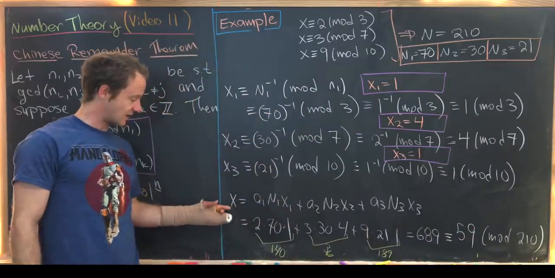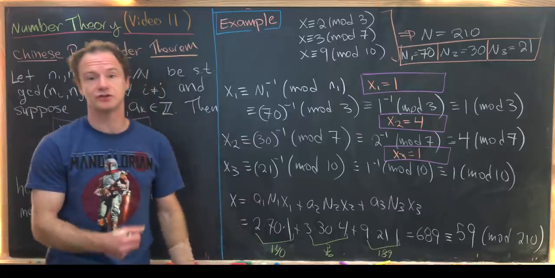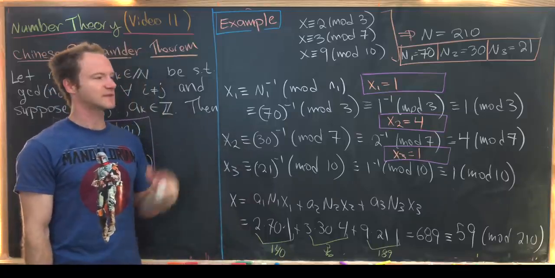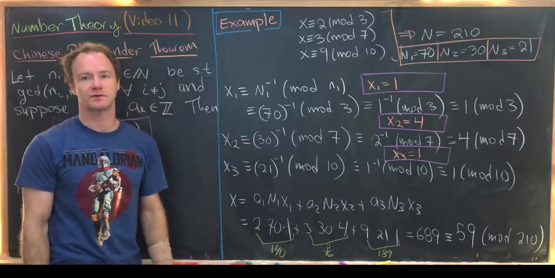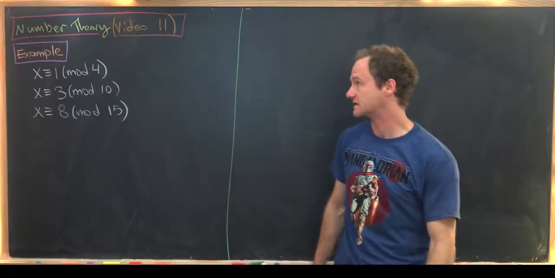So 59 is our final value for X, which is our unique solution, modulo 210. Okay, let's get rid of this and we'll do one more example. We're going to finish this off with a little bit more complicated of an example.